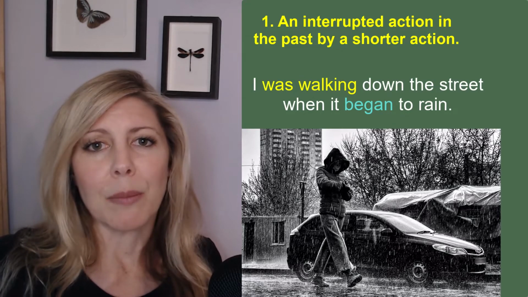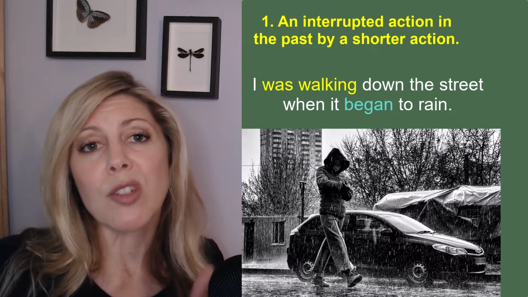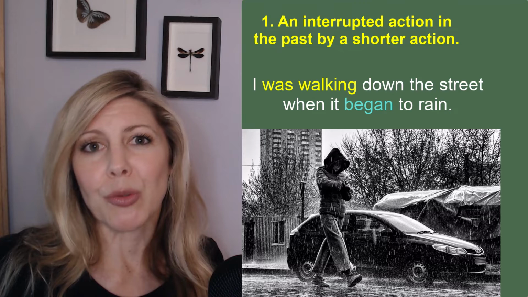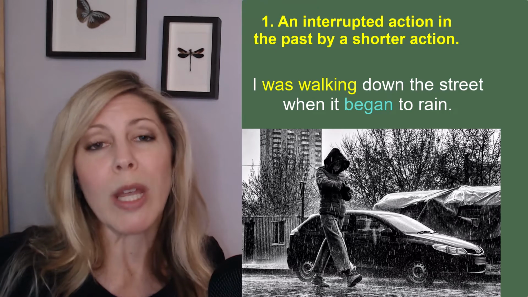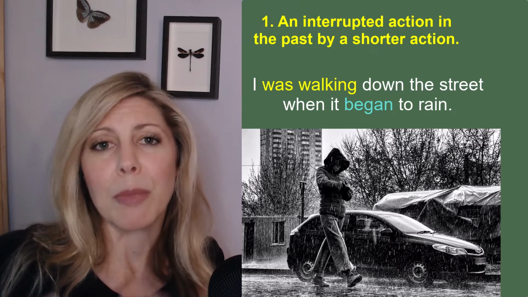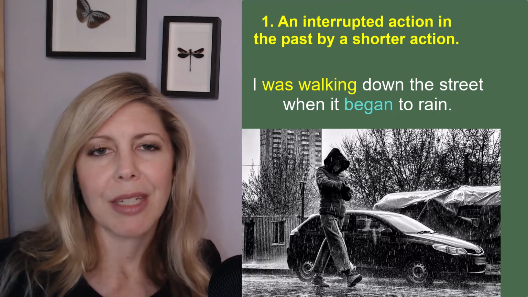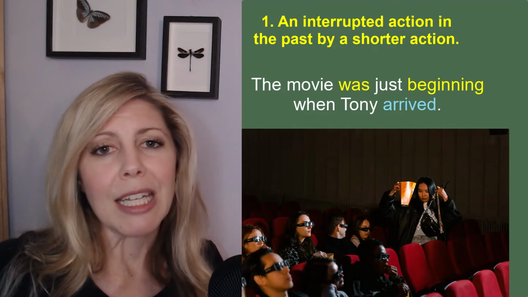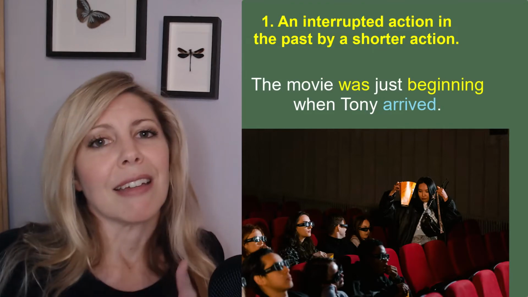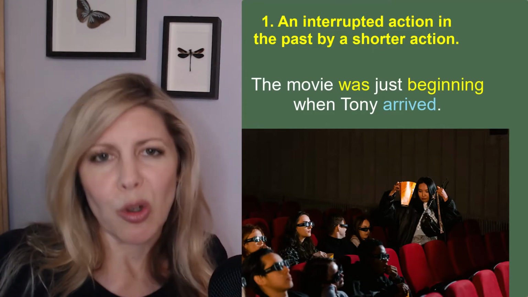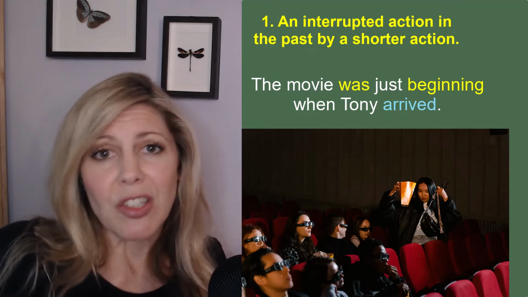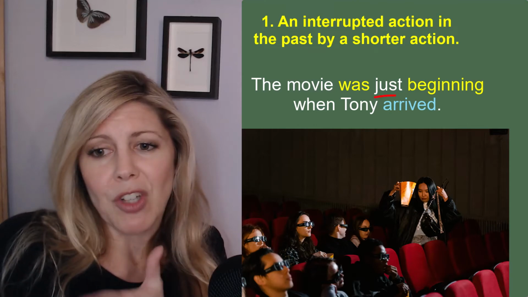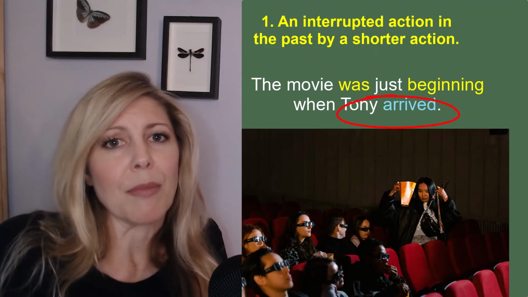Again, the past continuous form, I was walking down the street, and then it began to rain. We say when it began to rain. Began is in the simple past. Number 3, the movie was just beginning when Tony arrived. And then the interrupter is Tony arrived. And the movie still continued. We probably understand that. But then the interrupter of that, we talk about something else happened. We say something else. Tony arrived.